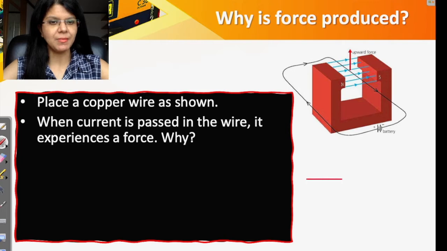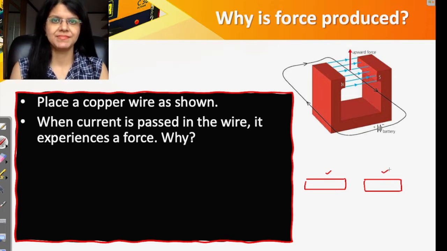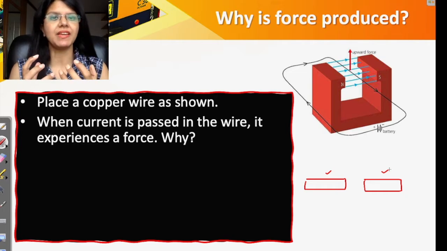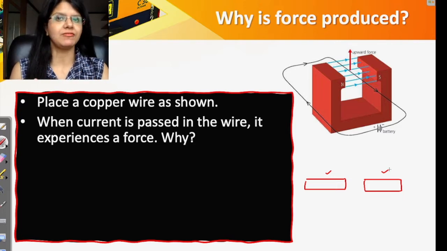Suppose that you have a bar magnet, another bar magnet, right? These two are magnets. Whenever there are two magnets close by, what happens? There is a force between the two magnets. The force can be a force of attraction. The force can be a force of repulsion. Attraction and repulsion both are forces, right? It can be attraction, it can be repulsion, doesn't matter.